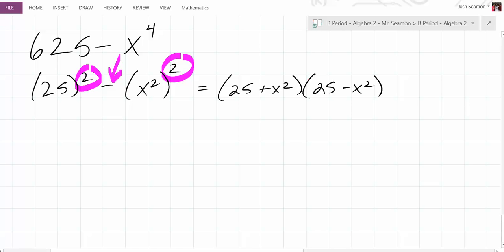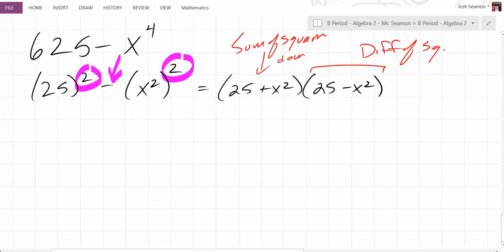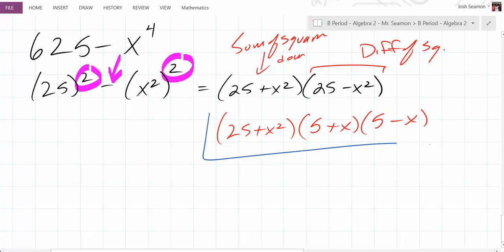25 minus x squared. Because this right here is the sum of squares. Can we factor a sum of squares? No, we're done. But what is this one? This is the difference of squares. Can we do that? Yeah, we just did. So it's going to be 25 plus x squared times what? 5 plus x times 5 minus x. Are we done now? This is where you're done.